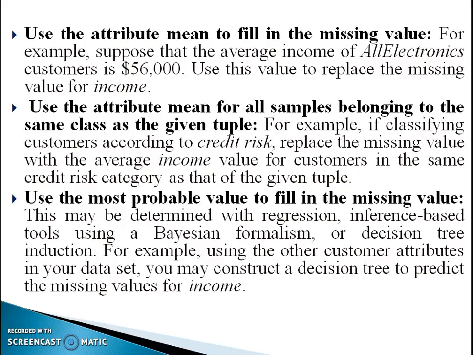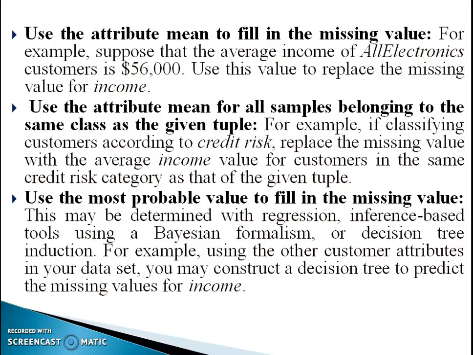Use the attribute mean for all samples belonging to the same class as the given tuple. For example, if classifying the customers according to credit risk, replace the missing value with the average income value for the customers in the same credit risk category as that of the given tuple. It means if the customer has taken some loan and you don't know the income of the person, then as per their designation, as per the company, as per the income, we can put some standard or average income for that credit risk.